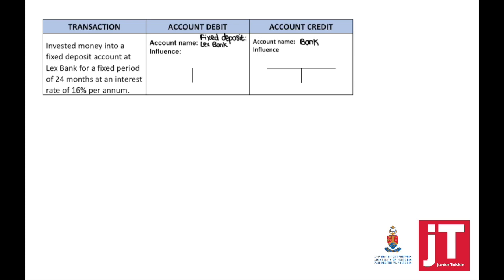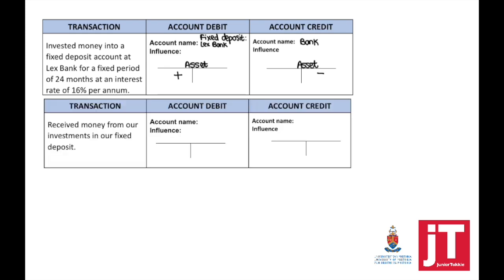That's why bank is credited, the rest is debited. So the fixed deposit is regarded as a non-current asset. It's a long-term asset. They said we've invested this for 24 months. That means that our assets are going to increase and our assets are going to decrease.